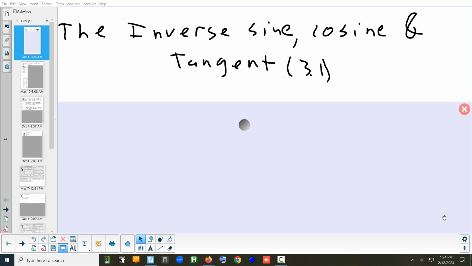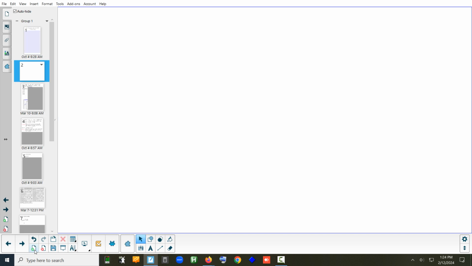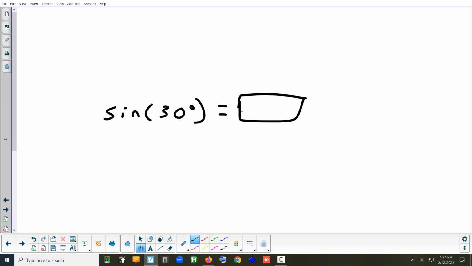All right, so we're going to take a look at the third week of material for trig. Last week we did the unit circle topic. Remember, the idea of the unit circle was I could give you a problem like this. Let's say the sine of 30 degrees. And then we figure out what goes in that box.